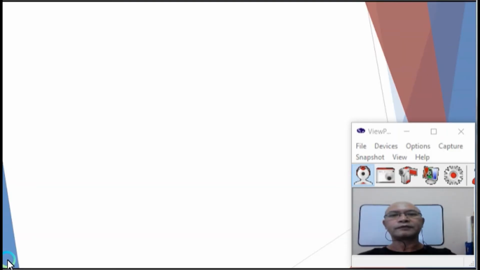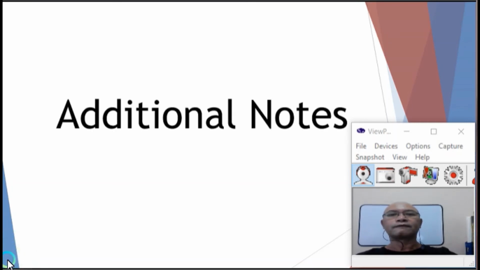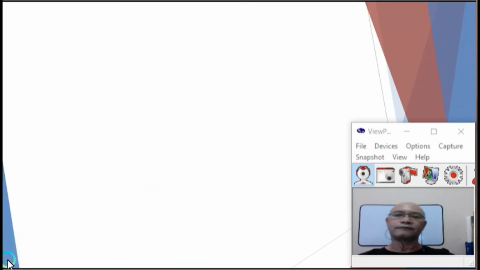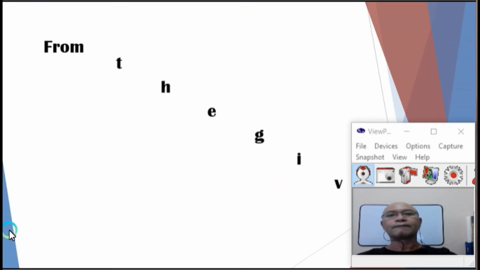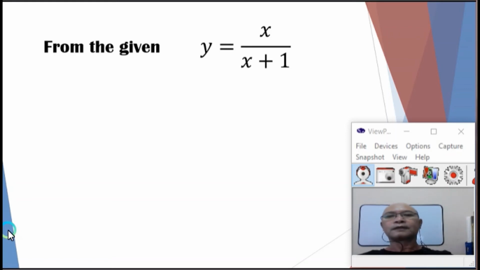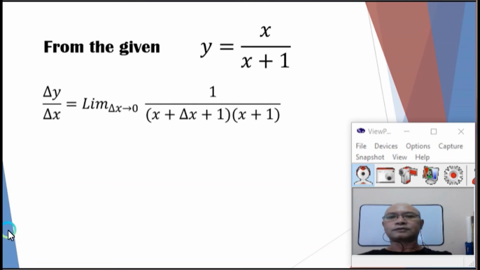Let me give you a clear view of the final answer of the solution and the value of change of y with respect to change of x. So here are now the additional numbers of the solution, such that from the given value we have this one. The given function y is equal to x divided by x plus 1, where we're coming out with a value of change of y with respect to change of x from the given. And then applying the procedure in differentiating the function, we arrive at this change of y over change of x when the limit of the function approaches 0.